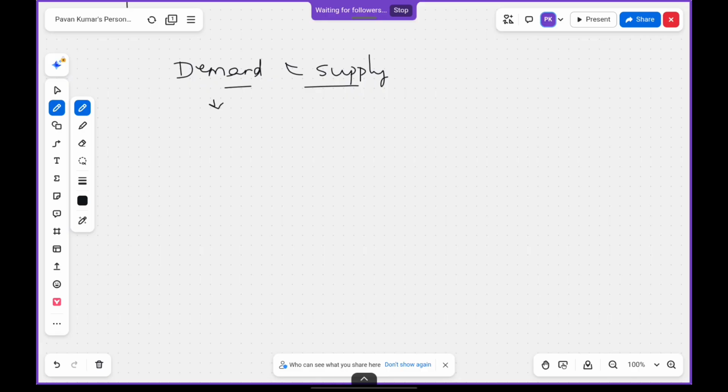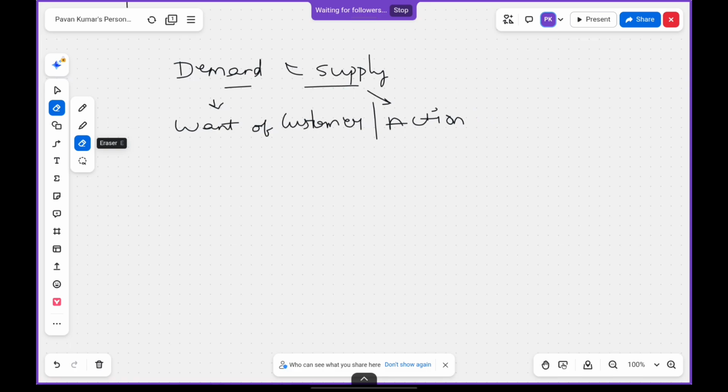So demand is something which is the want of the customer. So it is called the demand. And supply is the phrase where we use that it is the action considered to fulfill the demand.